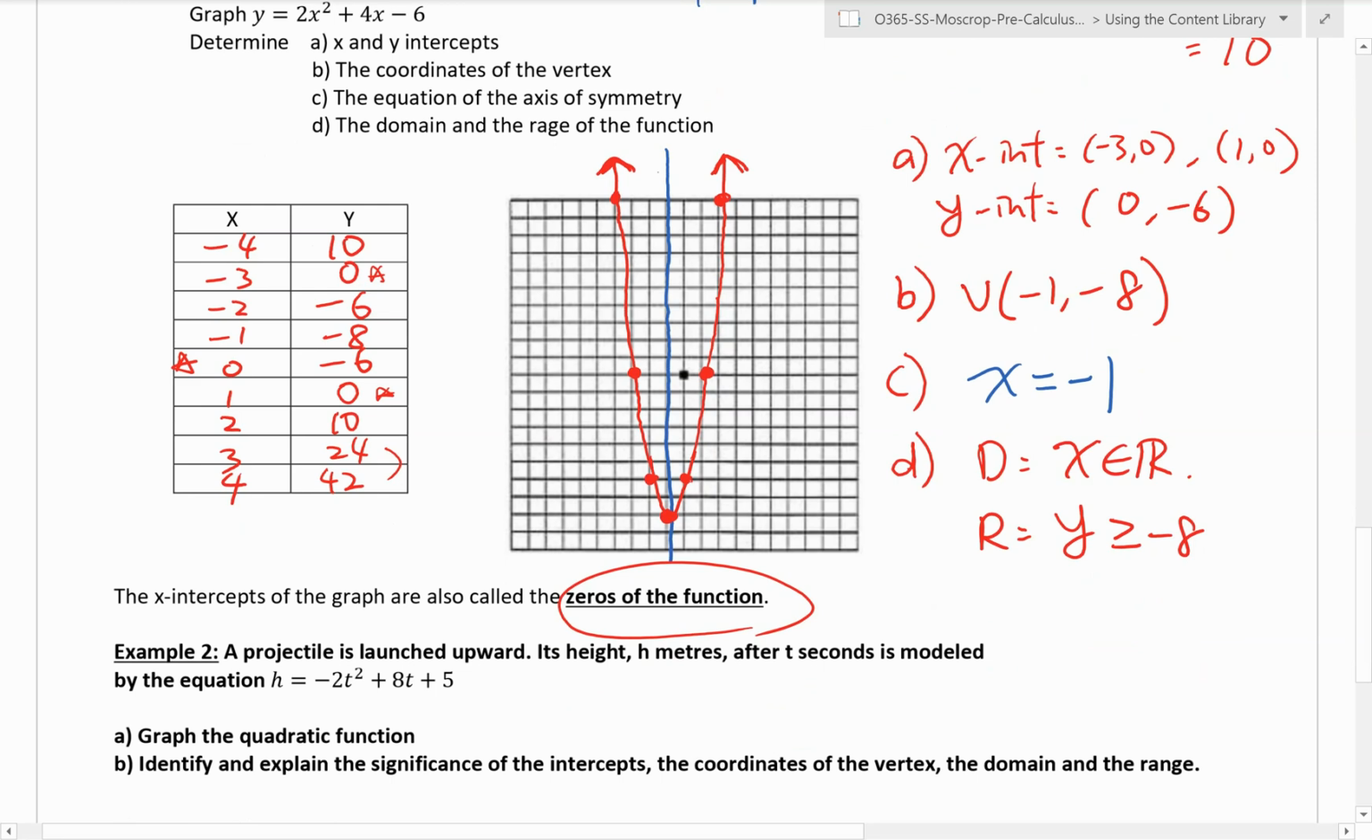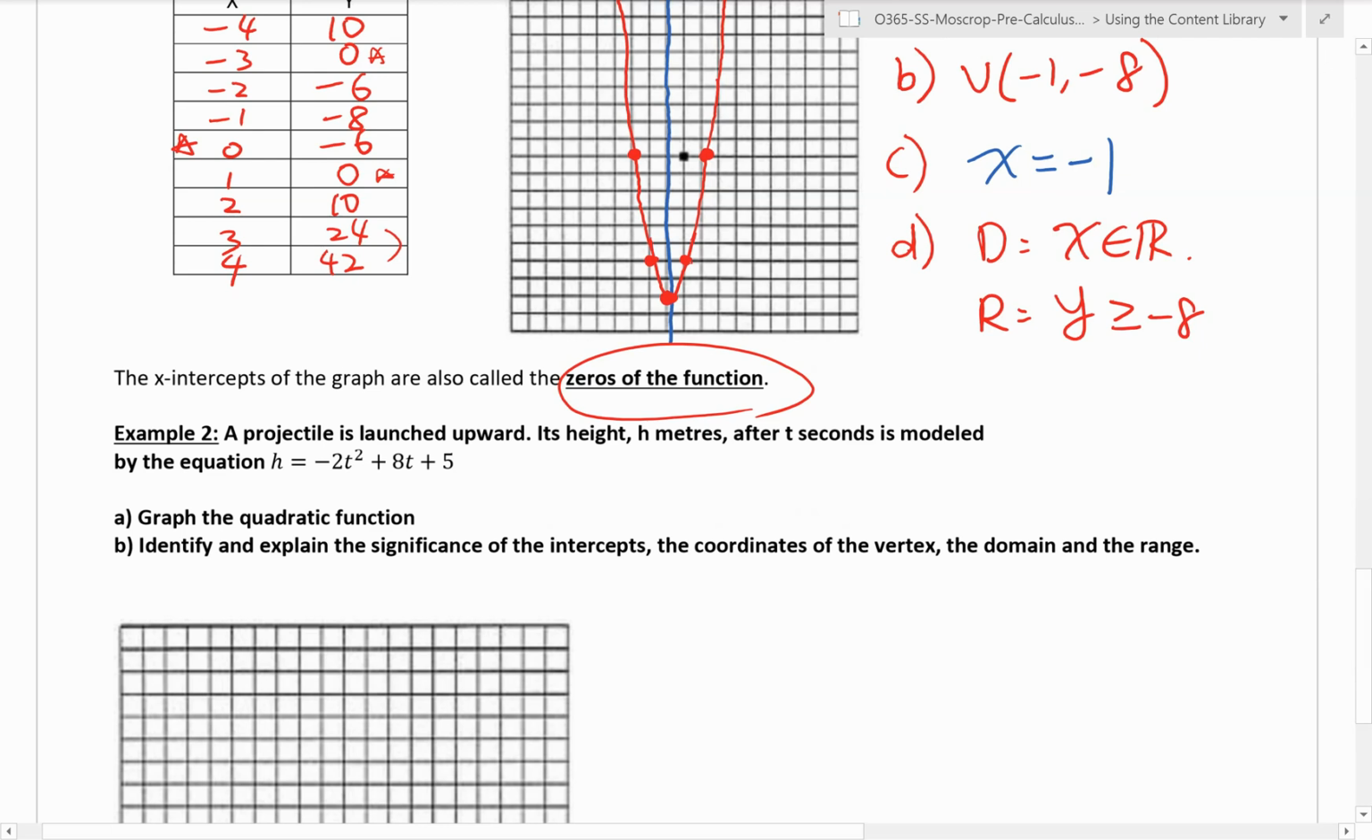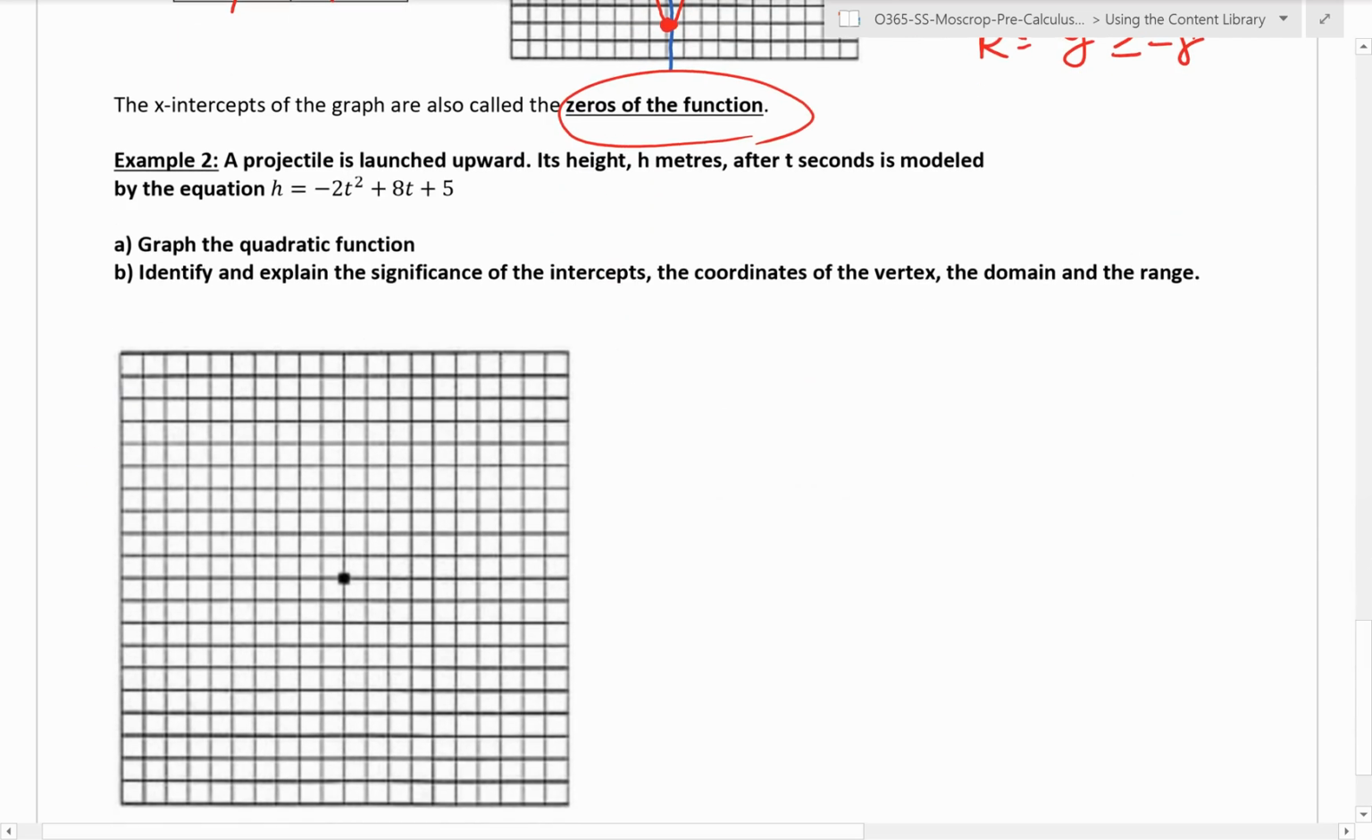This is something new. Okay, we have never seen a parabola before, right? It's all been lines, linear functions. This is new. Okay, so I don't mind showing you everything here. All right, last example here, and again I will show you this. It says a projectile is launched upward. Its height, h meters after t seconds, is modeled by the equation h equals negative 2t squared plus 8t plus 5.